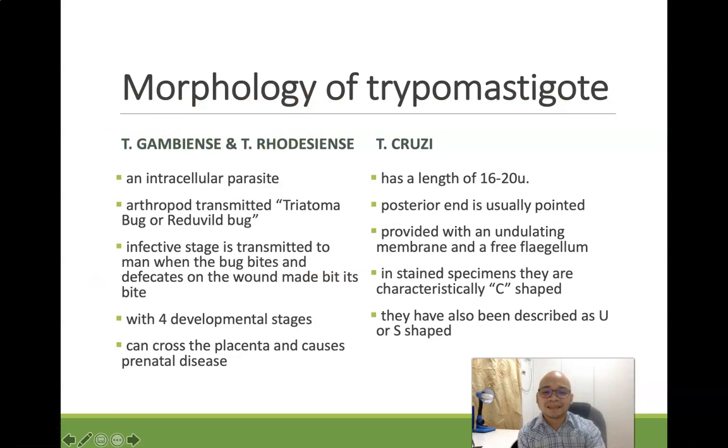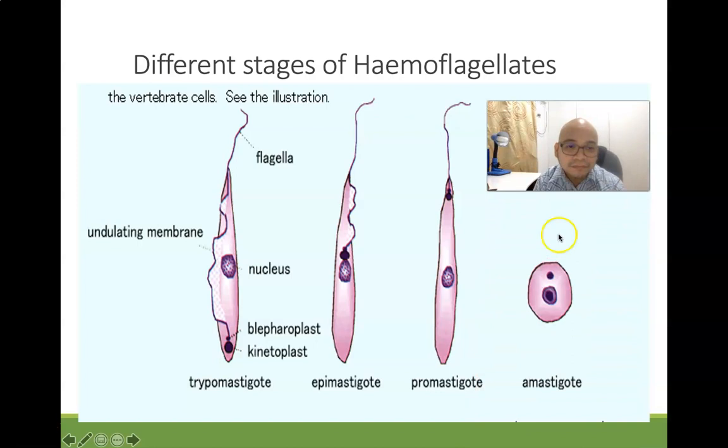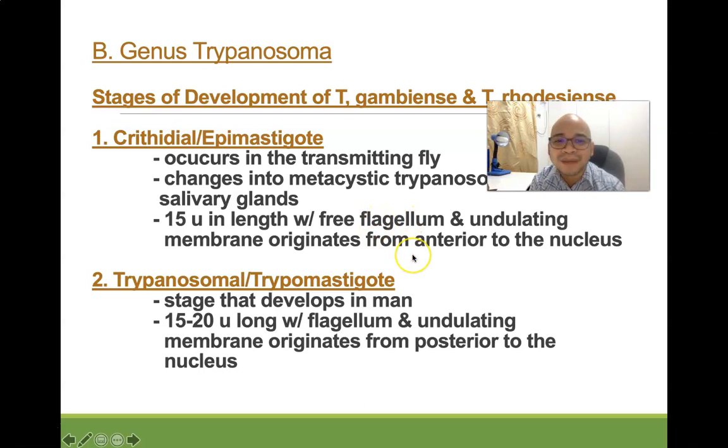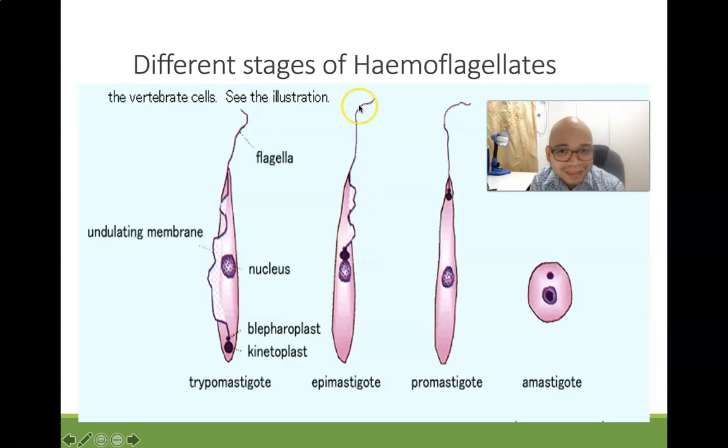So we have already discussed the Amastigote here, and then we have the Promastigote here. So this is now the Epimastigote. Let's take a look. It says here, free flagellum that originates from anterior to the nucleus. Okay, from anterior to the nucleus. That's Epimastigote.